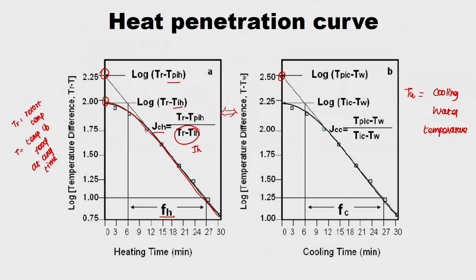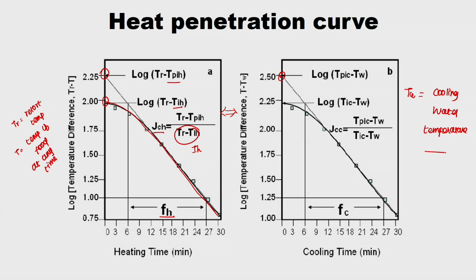So, what I get is a curve of this kind. Then I will make it a linear curve. Where it cuts the y axis, that is nothing but log Tr minus Tpih. P here is pseudo, IH is nothing but Tr minus Tih. FH is nothing but the time when one log reduction happens in the log of Tr minus T. JCH, when multiplied by IH, gives me Tr minus Tpih. The similar is represented for the cooling curve as well.